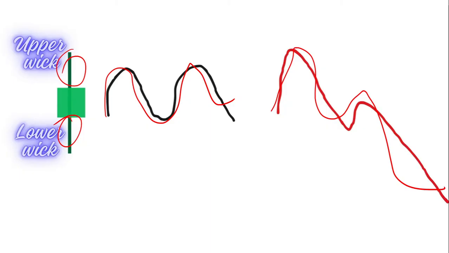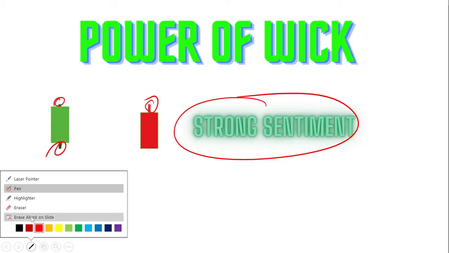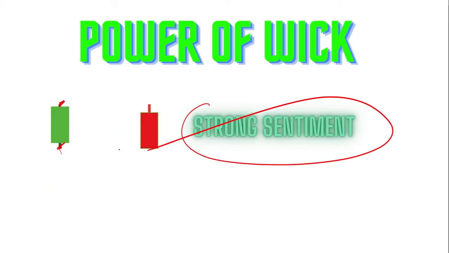I would like to emphasize the power of wicks. Whenever you see small wicks, it reflects strong market sentiment. Just see what is here, small wicks. Here small wicks. Here small wicks. Just see the first candle. Here you have a small wick. Small wick means what? It indicates strong market sentiment. That's what I am saying.